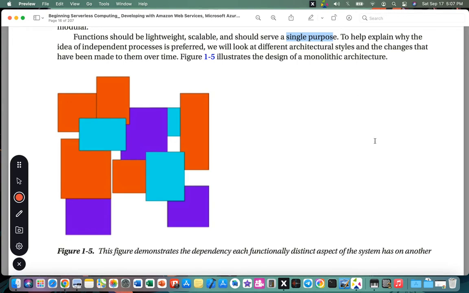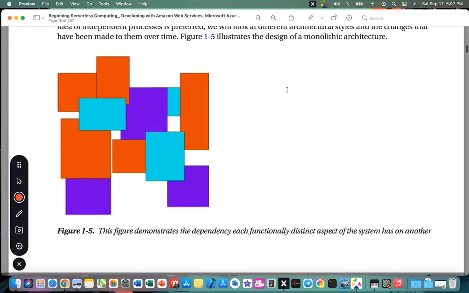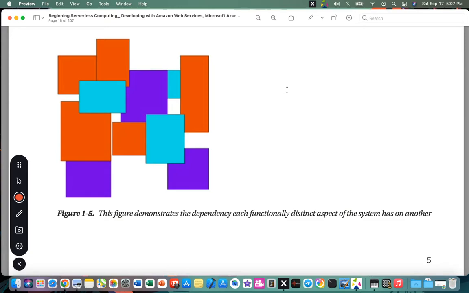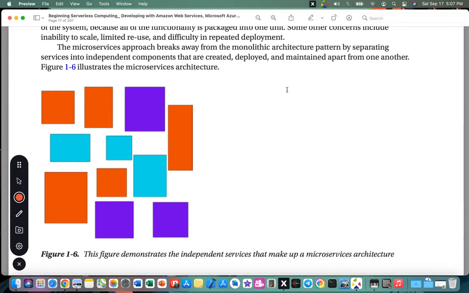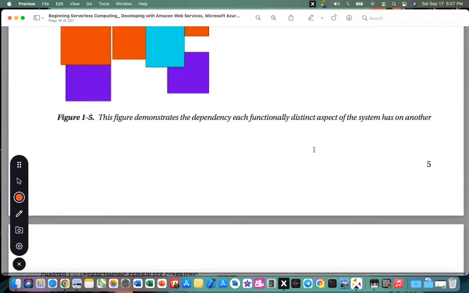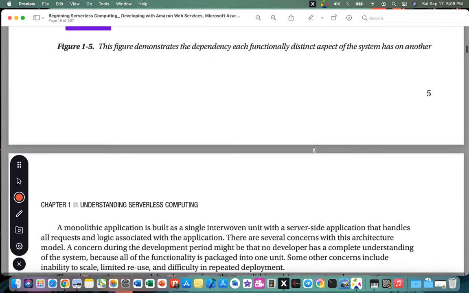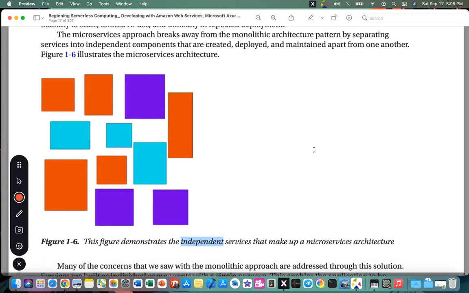To help explain why the idea of independent processes is preferred, we will look at different architectural styles and the changes that have been made to them over time. Figure 1.1-5 illustrates the design of monolithic architecture. And this is independent services. So they used to be merged together, depending on each other. Now they are separated.